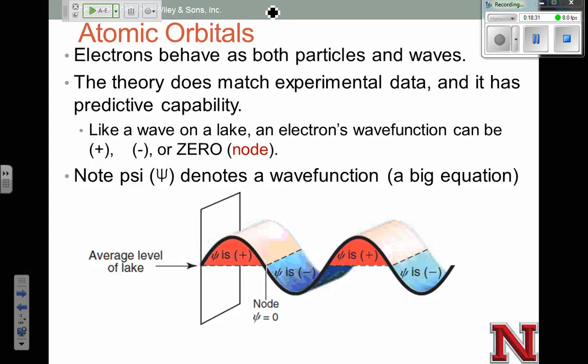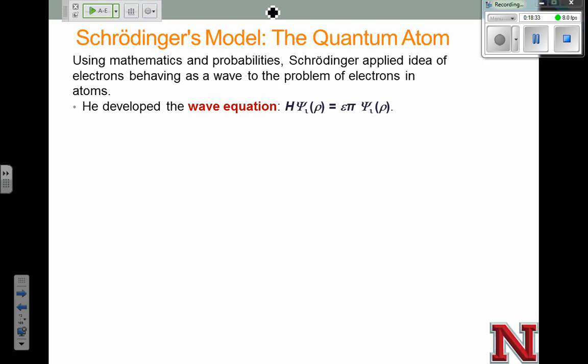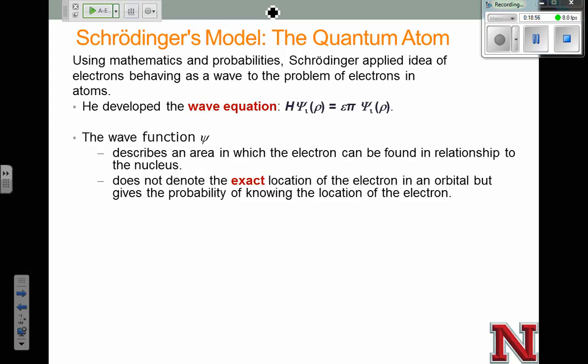And the node is a 0 probability that the electron would be in that space. So what we're trying to do with the wave equation is use mathematics and probabilities to get an idea of where our electrons are in a molecule. And when we get an idea of this, then we can understand some things with reactivity. So the wave equation was developed. It's all long. We don't care. The wave function describes the area where the electron can be found in relationship to the nucleus. Now, it doesn't specify the exact location of the electron in the orbital, but gives a probability of knowing where it is.